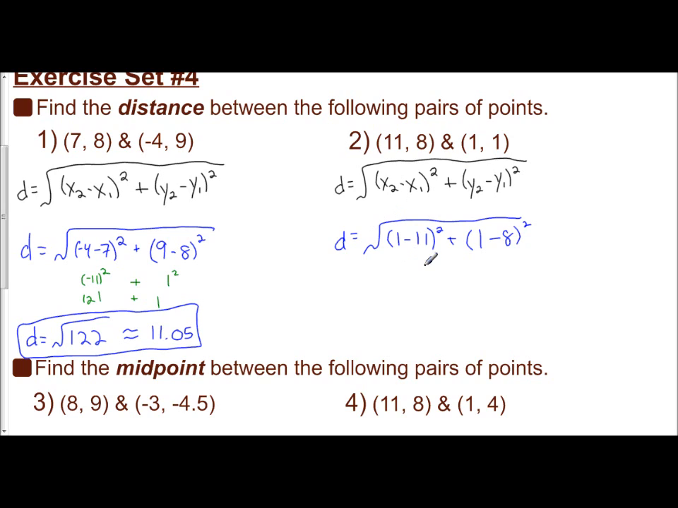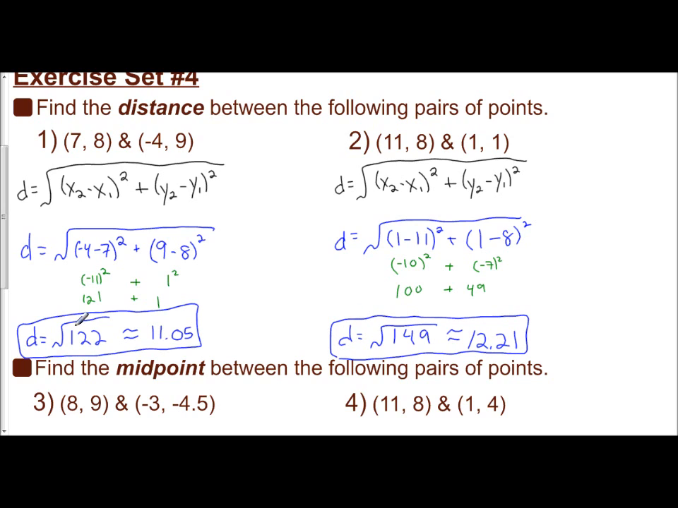So 1 minus 11 is -10, so you have -10 squared. 1 minus 8 is -7. Well, -10 squared is positive 100. -7 squared is a positive 49. So really your distance is the square root of 149, which is approximately 12.21. And there is our distance formula. So make sure you have your radical. That's going to come in handy when we start going into further lessons, and the decimal approximation for it.